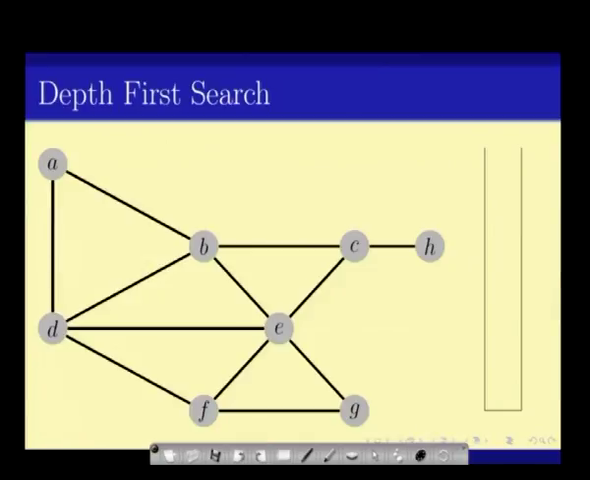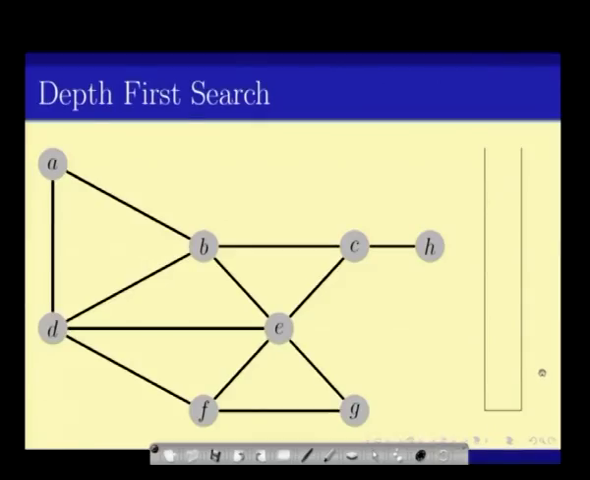So, here is a graph. We start with a stack. A stack is an object like a pile of books. You can put something on top of it, and you can remove something from the top. You cannot access something in the middle. So, everything happens at the top.